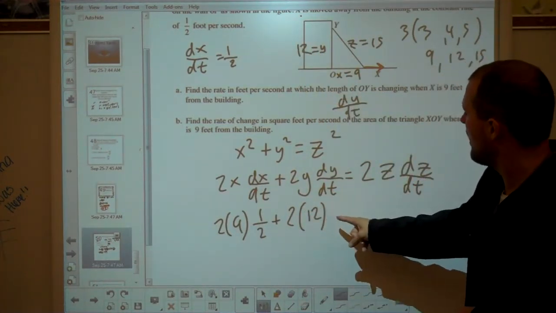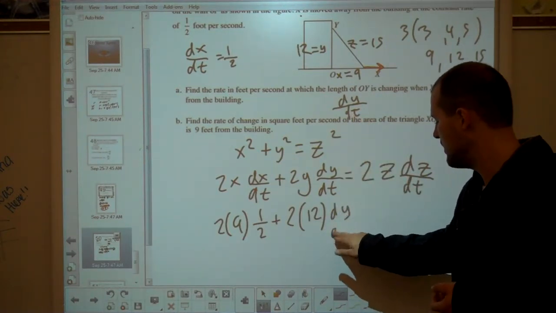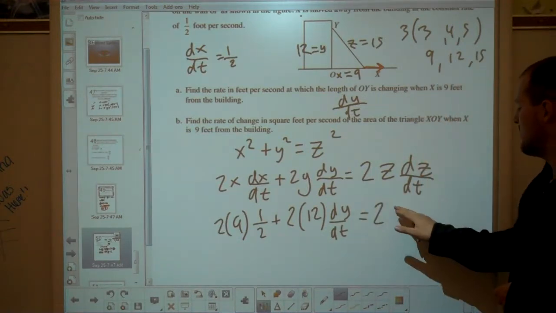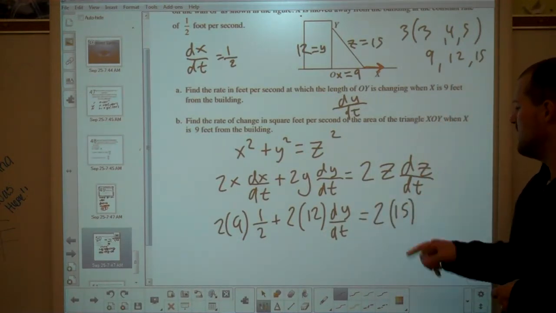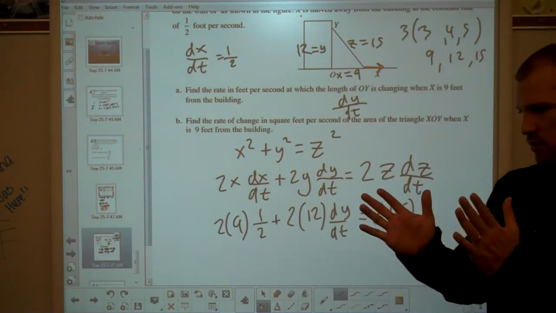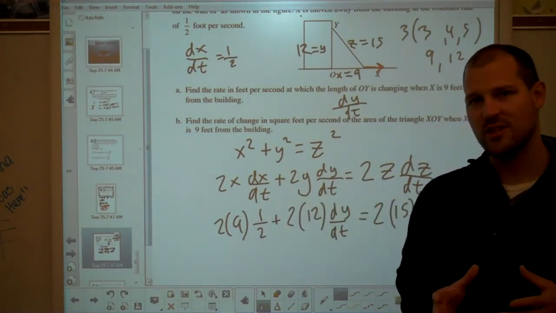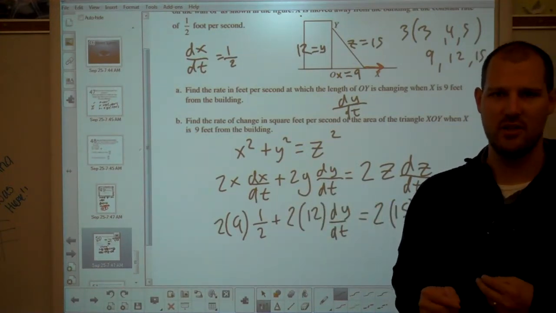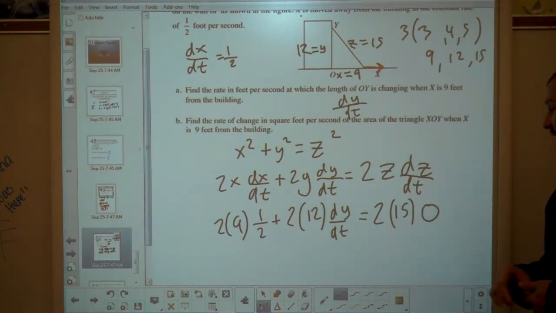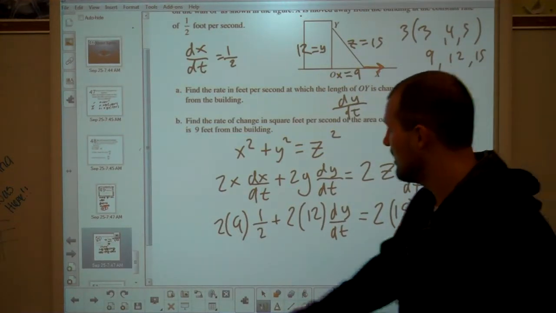I'm going to plug that in. dy dt, not going to put that in. That's the quantity that we want to find out. So I'm going to just rewrite dy dt equals 2 times z, that's 15. That's how long the ladder is. And then dz dt. So think about what that would mean. What it's saying is the rate at which the length of the ladder is changing. But there was nothing in the question that told us that the length of the ladder was changing. And because of that, this is 0, which is actually really, really nice, because that's all going to zero out and go away.